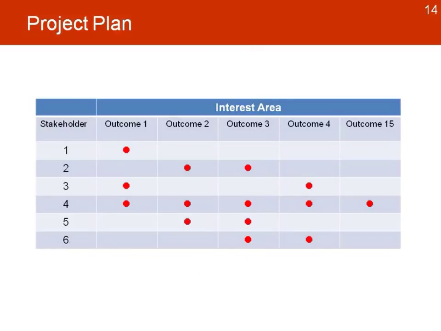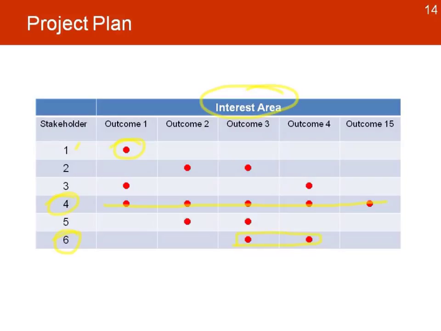Here's another matrix that you can use based on the interest area. Different stakeholders might have different interests in different areas of the project. Depending on who your stakeholder is, they might have a specific interest in specific outcomes of the project. There may be a case like the donor who is interested in every element of the project, or a group of beneficiaries who are all interested in these components.